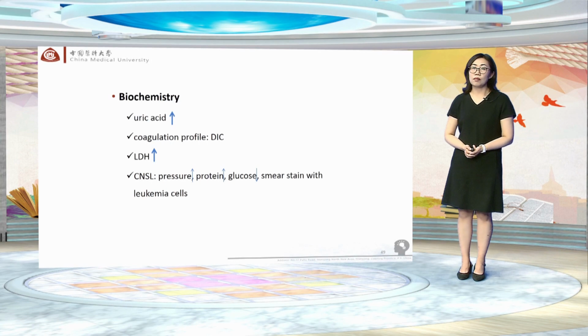The other laboratory abnormalities that are associated with AL include elevated lactic dehydrogenase, LDH, and uric acid levels, and a variety of electrolyte abnormalities. Abnormal coagulation profile, for example, DIC, especially in M3. Cerebrospinal fluid examination should be done for the prevention and treatment of CNS infiltration. In CNS leukemia, the fluid pressure and protein are high. Glucose is low. The leukemia cells can be seen.